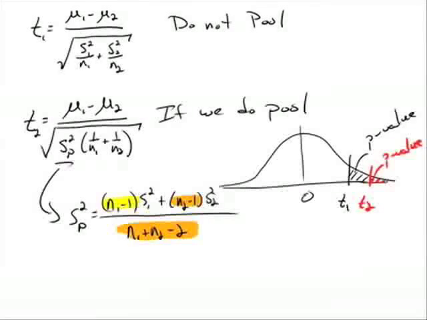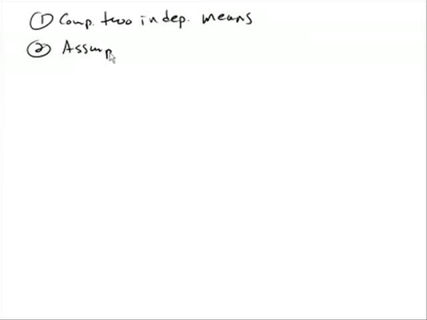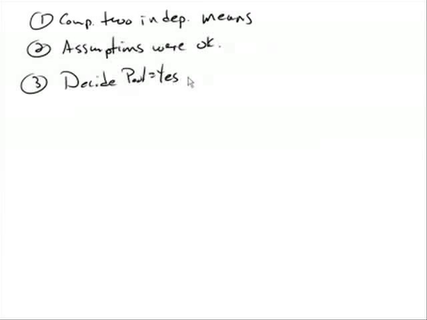Now, what have we done so far? Well, I want to think about this step by step. We start off by saying, I want to compare two independent means. And then I looked at the assumptions, and I'm just going to say here that the assumptions were okay. And now I need to decide for my actual two-sample t-test whether I'm going to pool or not. So I need to decide pool equals yes or pool equals no. I need to make that decision. And how will I do it?